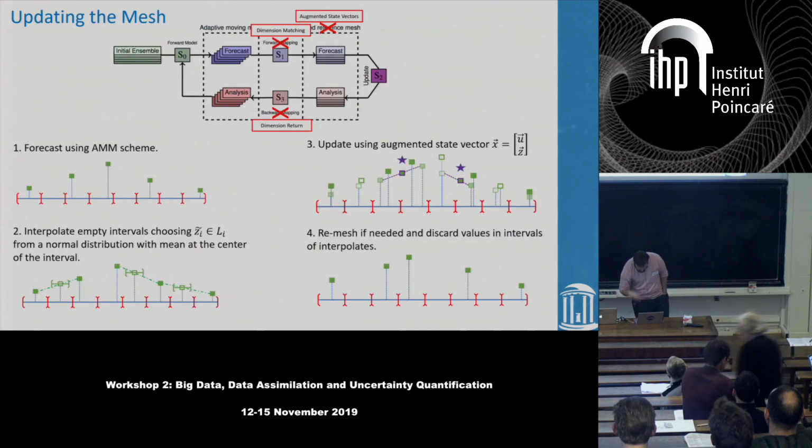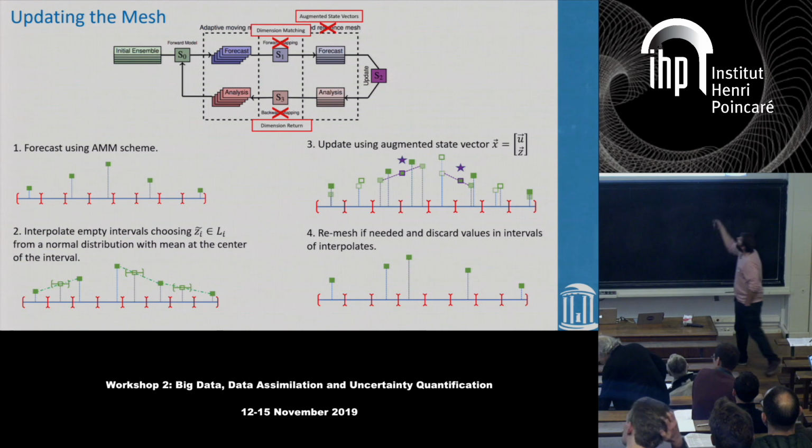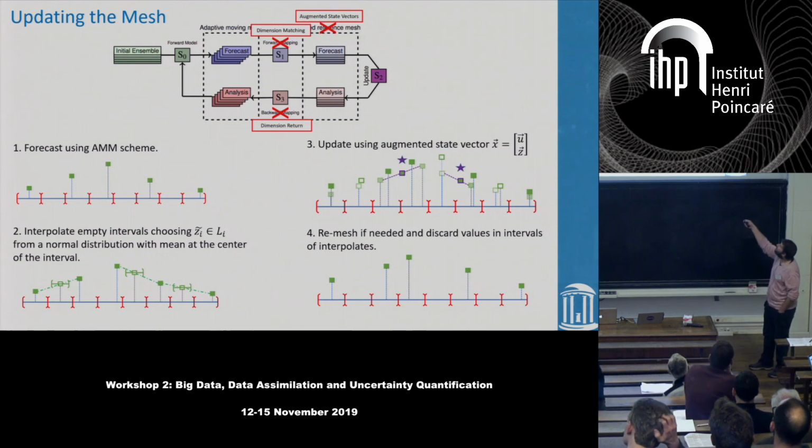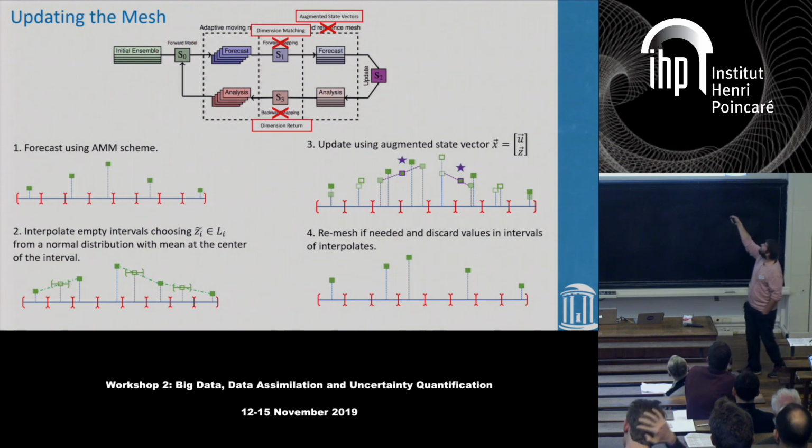OK. So now when we want to do an update, it's a very similar procedure. Instead of a mapping, though, we just match dimension. Instead of a fixed reference mesh, we have an augmented state vector.